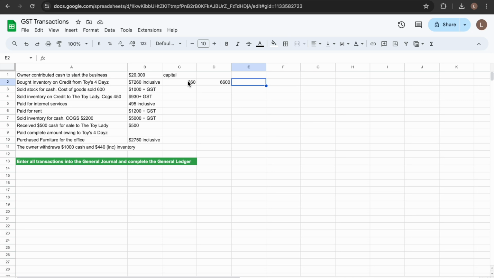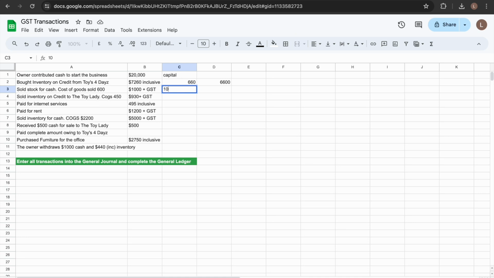The same principle, or a kind of similar principle, applies for the next transaction, where it says sold stock for cash, where the cost of goods sold is 600, and the sale was 1,000, and then there's plus GST. So the sale itself is 1,000.